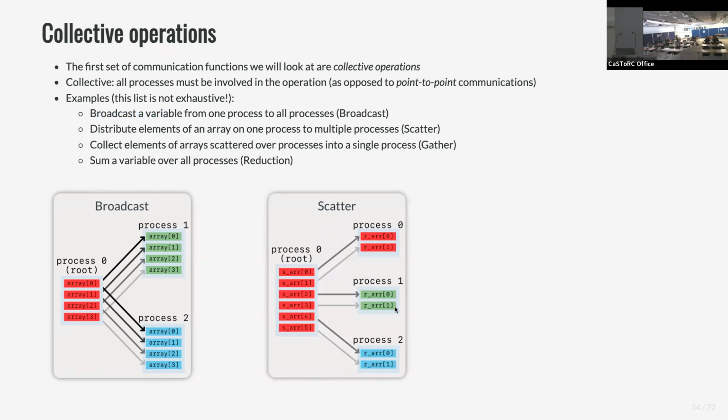So process 0 in this case has this array of 6 elements, for example, and what it wants to do is distribute the elements to the other processes. So it wants process 0 to keep the first 2 elements, the second 2 elements to go to process 1, and the third 2 elements to go to process 2. Then you would call a so-called scatter operation. So scatter, or same as distribute, right?